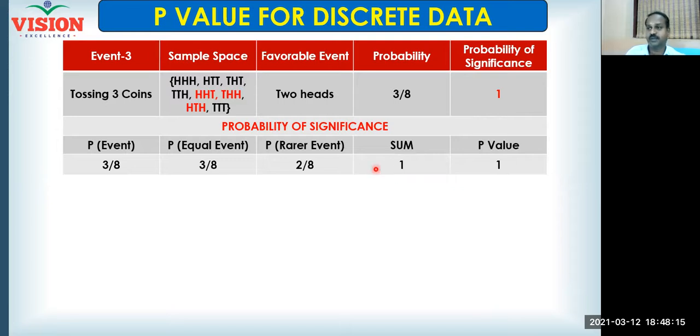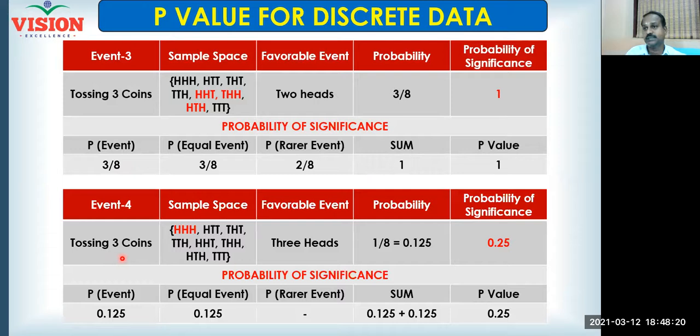Now let us consider one more event. Tossing three coins and getting three heads. Tossing three coins, you all know the sample space will be 8 outcomes, 8 possible outcomes. Three heads occurs only once, 1 by 8, which is 0.125. Now, probability of significance. Is there any equal event? Do you have any three tails? Yes, there is one equal event, 0.125. When I toss three coins, I can get only maximum three heads. There is no rarer event. So 0.125 added with 0.125 will give me 0.25. That 0.25 is the probability of significance.